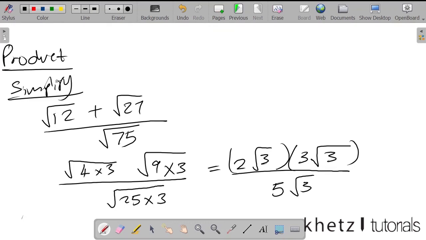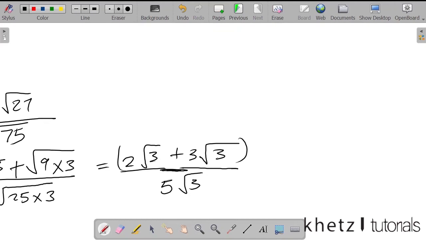So now you basically can just work with this. At the top, it's actually addition. I made a mistake over there. It's actually addition. And therefore, we can say that you have 5 square root of 3 at the top and 5 square root of 3 at the bottom, and the answer to that should be 1.